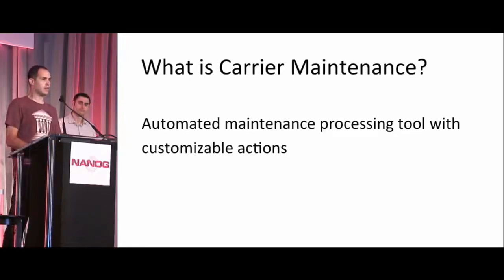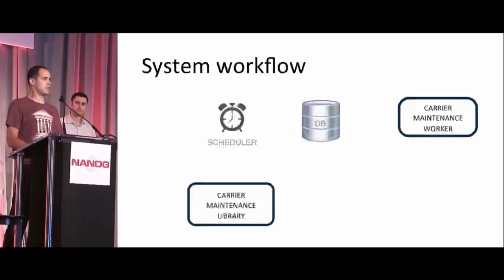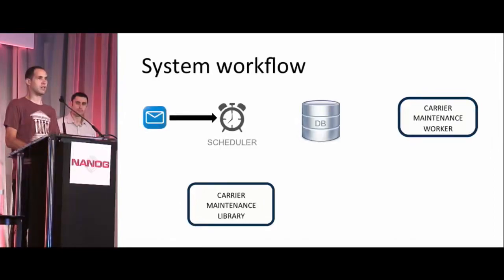So that's when we decided to create Carrier Maintenance, which is a set of tools that helps us automatically parse the maintenance notifications and take action on this. To give a brief description of how the workflow of this system works, we receive emails which are received by the scheduler, and the scheduler sends these through the Carrier Maintenance library, which is the library that we use to parse the emails and basically extract any information that we need to schedule these maintenances.